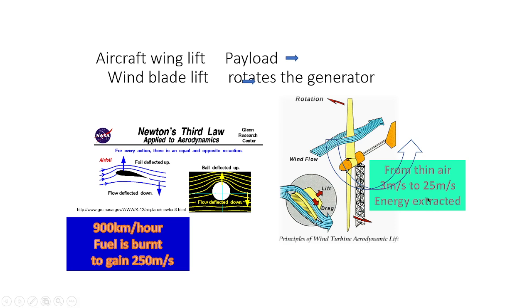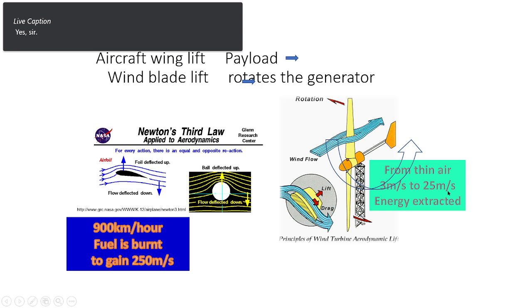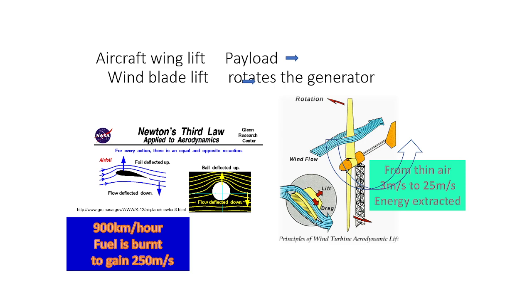Okay. Similarly, beyond 25 meter per second, that is 100 kilometer per hour, if there is a cyclone, the wind turbine will be stopped automatically, because it will generate more drag, which is in the direction of the wind flow. Drag will try to press the rotor not to rotate. It is like an air brake applied on the rotor.